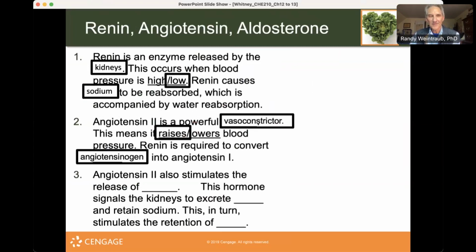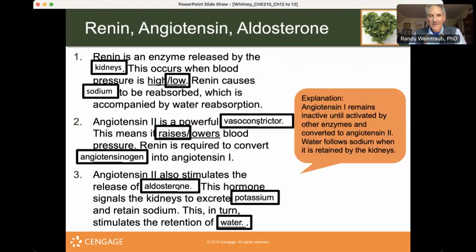So a bunch of mechanisms involved there, and that's what enzymes and hormones are all about, maintaining homeostasis. Angiotensin 2 also stimulates the release of aldosterone. This hormone signals the kidneys to excrete potassium and retain sodium. This in turn stimulates the retention of water. So a bunch of things going on here.